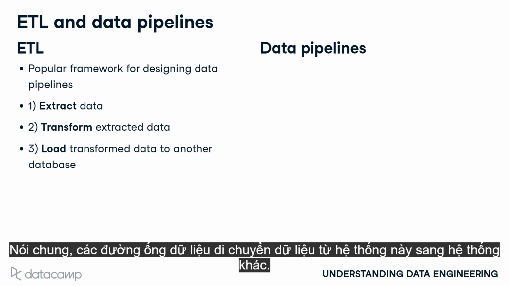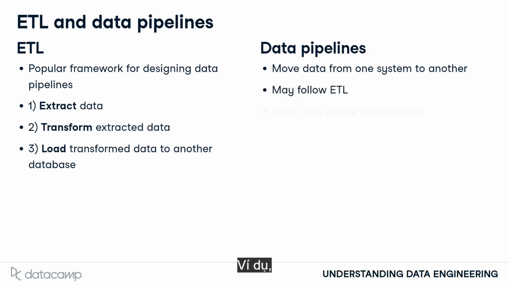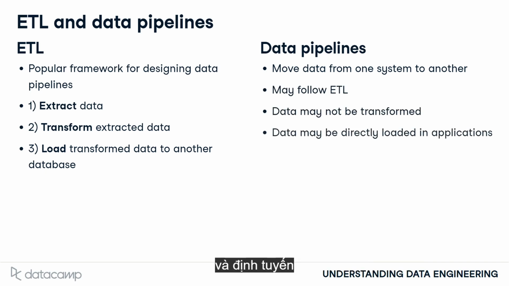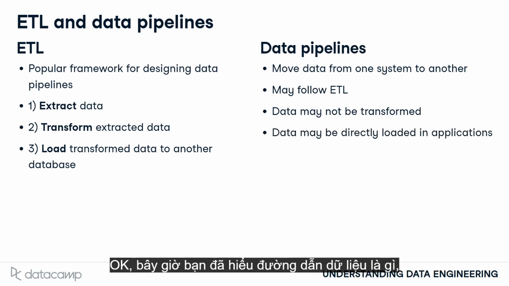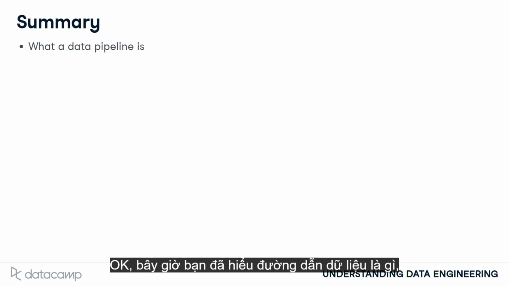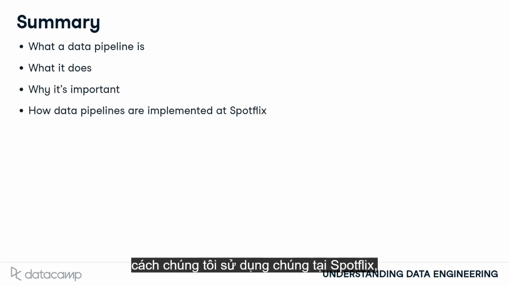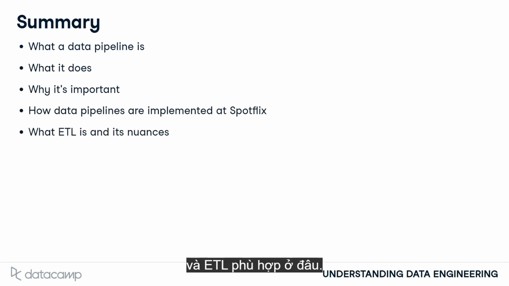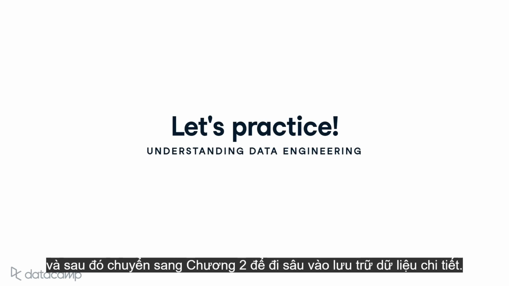In general, data pipelines move data from one system to another. They may follow ETL, but not all the time. For instance, the data may not be transformed, and routed directly to applications like visualization tools or Salesforce. Okay, now you understand what a data pipeline is, what it's used for, why it's important, how we use them at Spotflix, and where ETL fits in. Let's solidify your understanding of data pipelines with a couple exercises, and then onwards to chapter 2 to dive into the details of data storage.